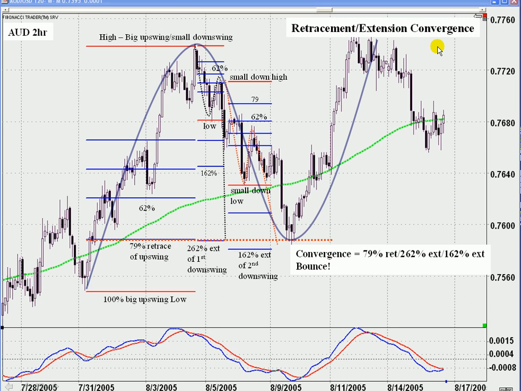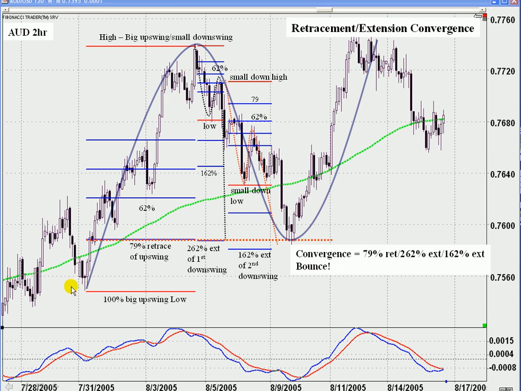Looking at an Australian dollar 2-hour chart now, we obviously have multiple swings here. And what's important for you to do is you're going to have to go into your software and just work with the Fibonacci tool and interact with it and play with it on all kinds of swings and all time frames on your chart, and you'll start to get the feel for its use.